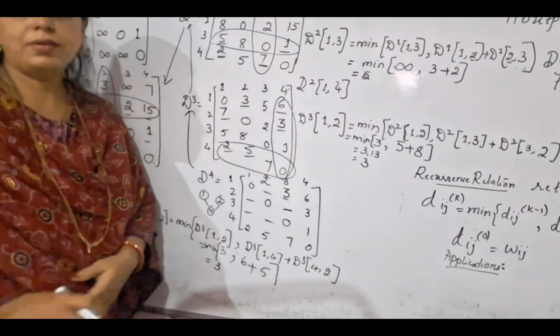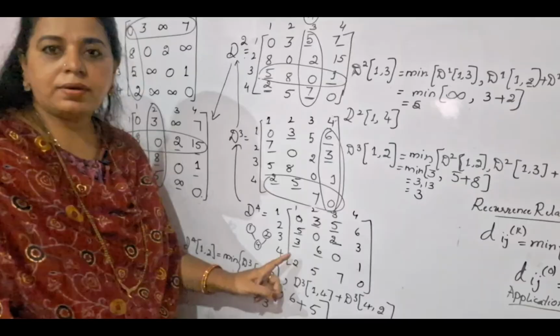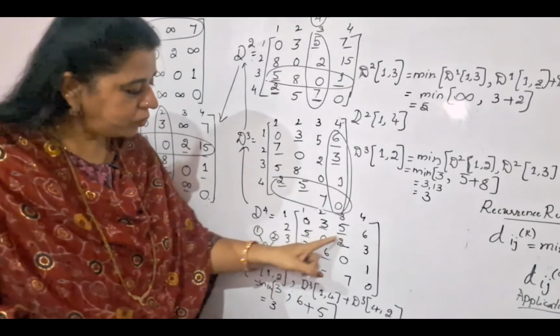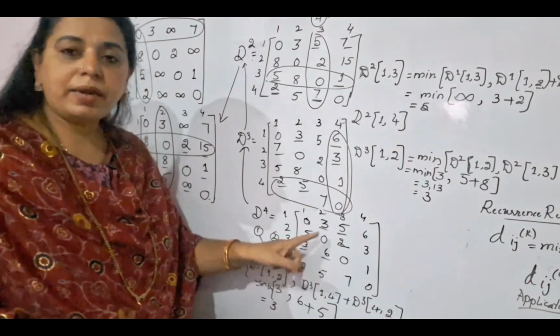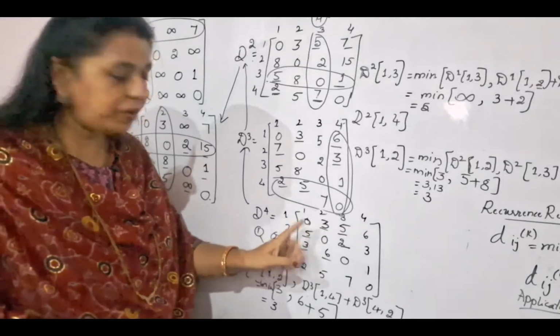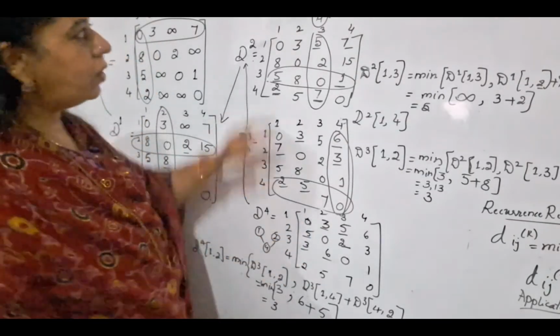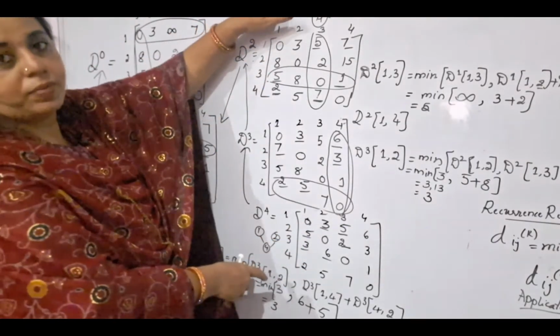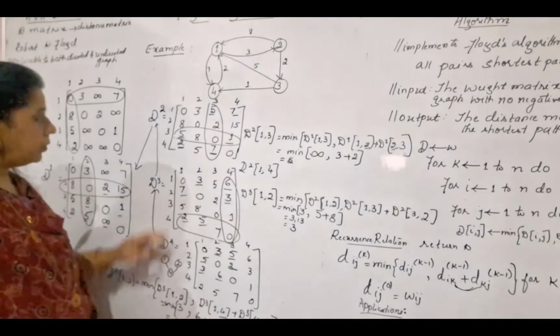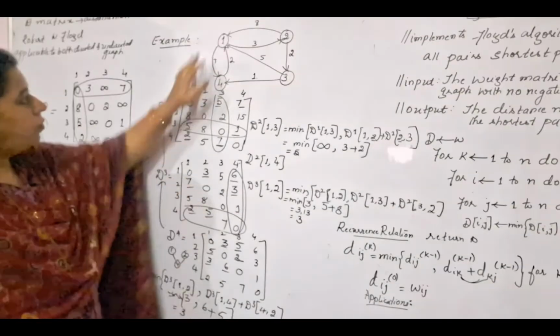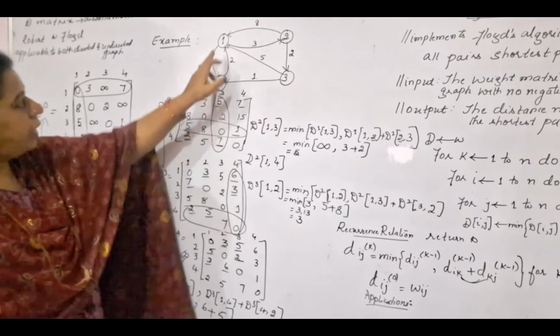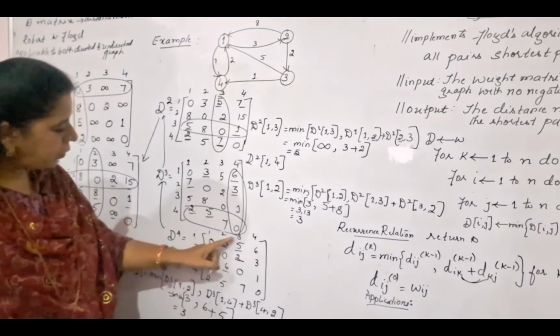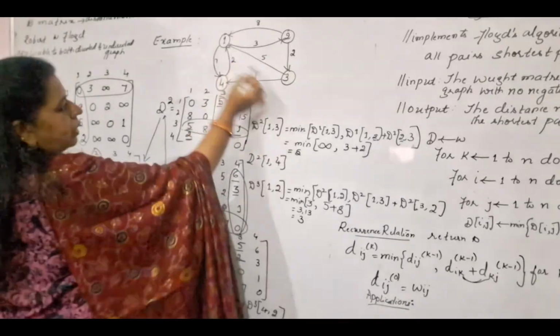I'll write down the values. You just check here the final distance matrix. Whatever values you get in the final matrix here, that becomes the shortest path between every pair. So you can always verify like this from the diagram also if you want. You can verify with the diagram: 1 to 1 is 0, 1 to 2 is 3, then 1 to 3 is 5. So 1 to 3 is 5 now.